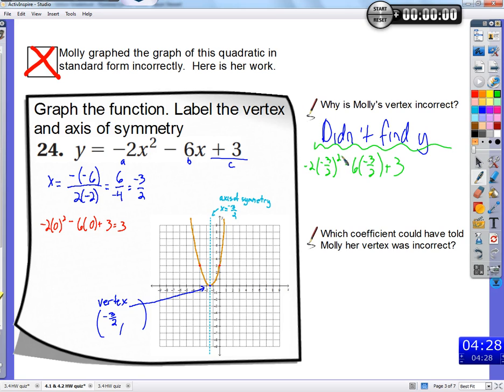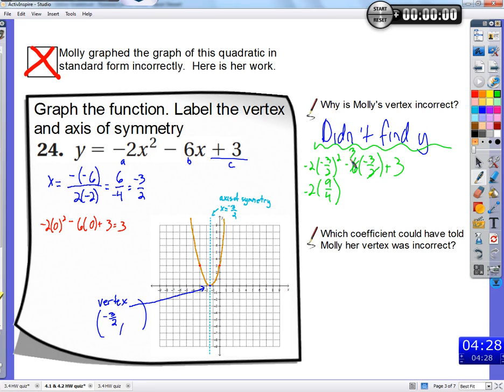Calculator. 9 halves. Almost. What does it mean to square something? By itself, right? -3 halves times -3 halves, -3 times -3 is positive. 3 times 3 is 9, 2 times 2 is 4. Right. -2 times 9/4. That's what -3 halves squared is.